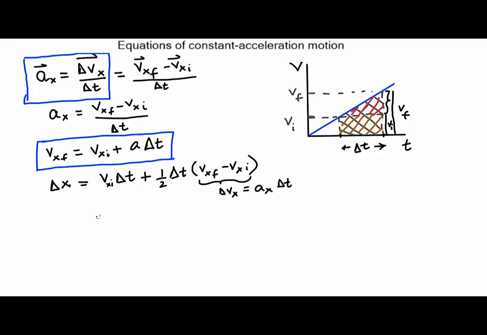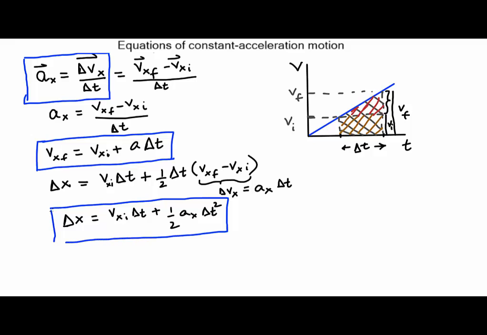So I can do some rearranging here to get delta x as vxi times delta t plus 1/2 ax times delta t squared. The reason I get squared is I got one delta t from this term, and I already have another delta t that's multiplying into it, so that's what gives me the delta t squared. So that's my third equation. This is useful in getting displacement for a constant acceleration motion if I know the initial velocity, time duration, and the acceleration.